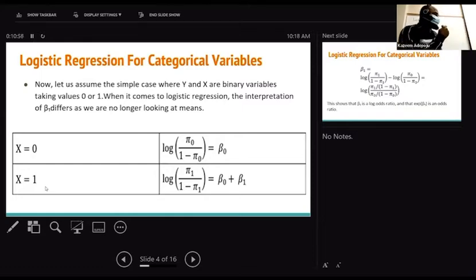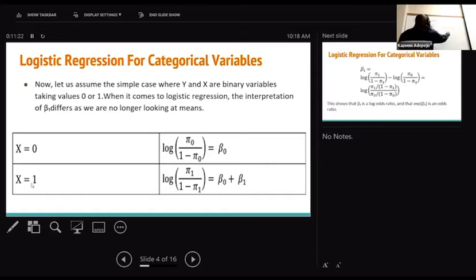Now, when s equal to 0, what happens? Plug 0 into the model. What are you going to have? It's going to give you beta naught when s equal to 0. Don't forget, your predator is a dummy now. It's categorical.